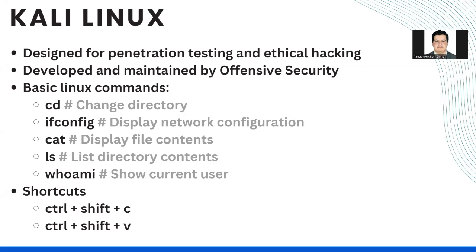So the first command is cd, which is changing the directory. And then to check the IP or the network configuration, you would use ifconfig. And for displaying the content of the file, you would use cat, which is concatenate, and then the file name. For listing the directories, you've got ls, and to show the current user that you're using, whoami.